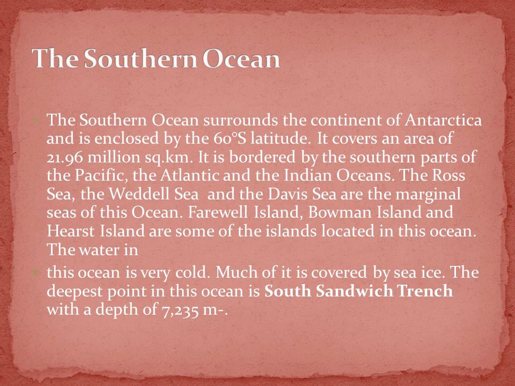Southern Ocean. The Southern Ocean surrounds the continent of Antarctica and is enclosed by 60 degrees south latitude. It covers an area of 21.96 million square kilometers. It is bordered by the southern parts of the Pacific, the Atlantic, and the Indian Oceans. The Ross Sea, the Weddell Sea, and the Davis Sea are the marginal seas of this ocean. Faroe Islands, Bowman Islands, and the Hearst Islands are some of the islands located in this ocean.